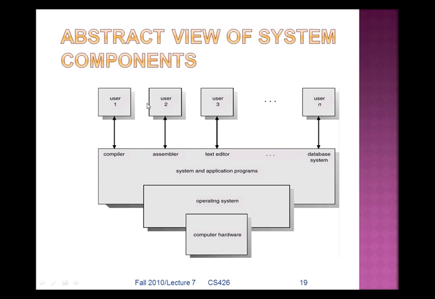As you see, these are the users, this is the hardware. So there are multiple users, there is hardware. How does the user interact with this hardware? By the use of the operating system, the system software. The operating system contains these elements, these application programs like compiler, assembler, text editor, database system. So the user interacts with these programs by way of the operating system.